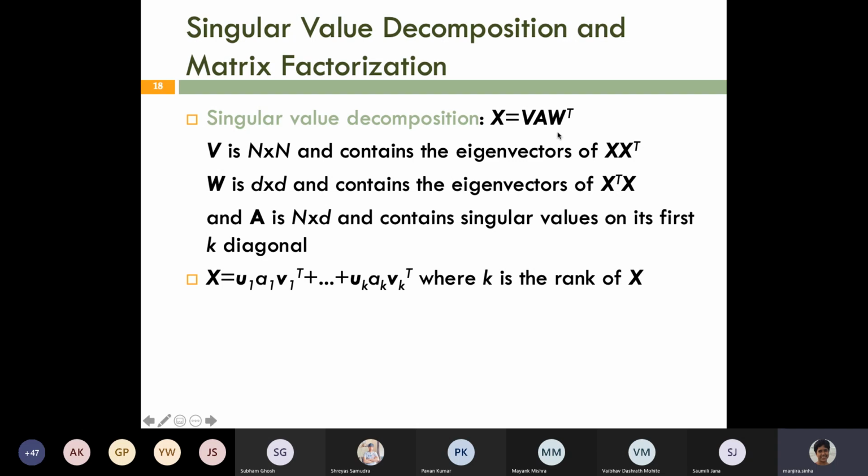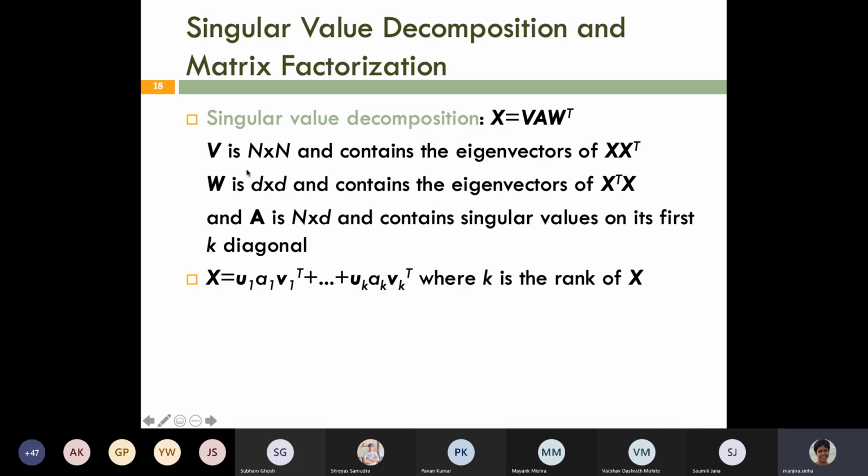Different notations can be used, but it is the same thing. That's why it is called the decomposition. I am decomposing one matrix into a product of three matrices. What is V? V is an n cross n matrix which contains the eigenvectors of the matrix X X^T, that is the pairwise similarity matrix. W is a D cross D matrix which contains the eigenvectors of X^T X, that is the covariance of the feature matrix. And A is an n cross D matrix. Why n cross D? This is n cross n into n cross D, which is n cross D, and W is D cross D. So n cross D into D cross D is n cross D, and we get the original dimension of my data cross feature matrix.